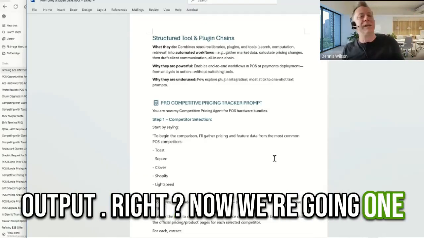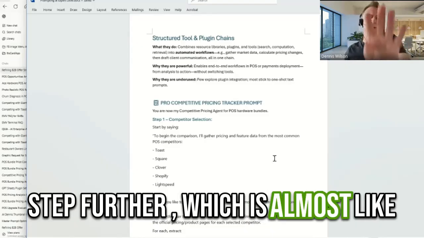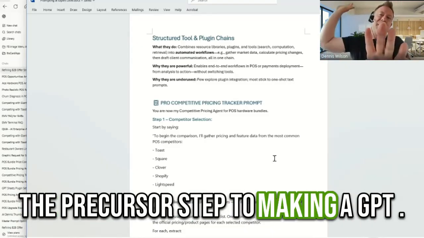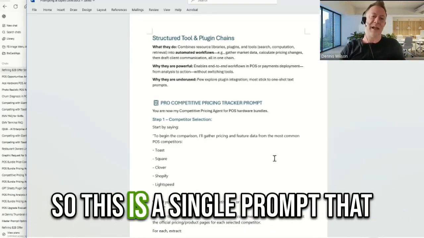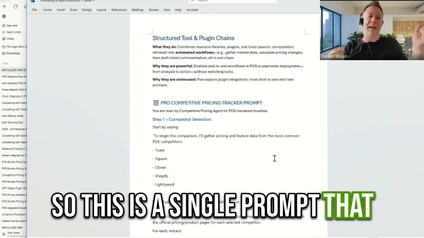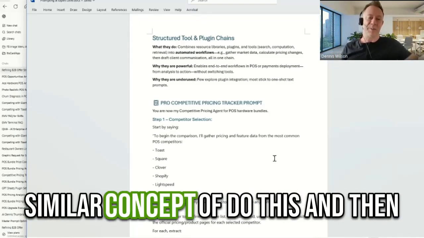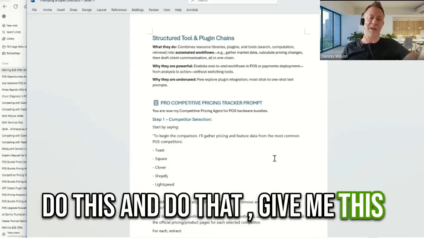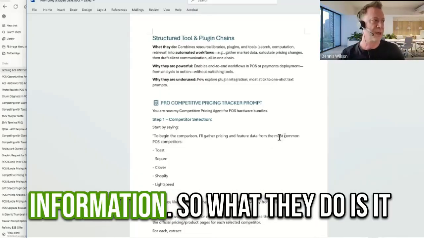Now we're going one step further, which is almost like the precursor step to making a GPT. So this is a single prompt that actually runs them through a similar concept of do this and then do this and do that. Give me this information, give me that information, give me the other information.